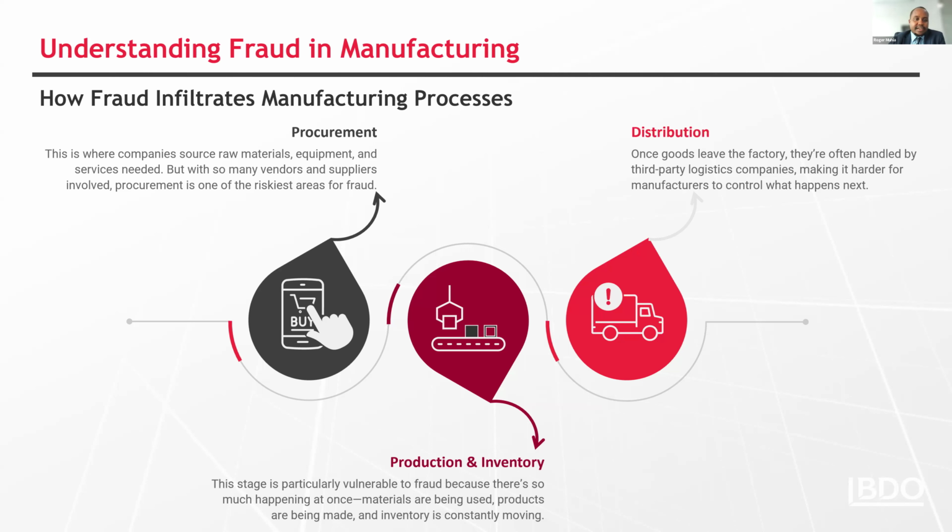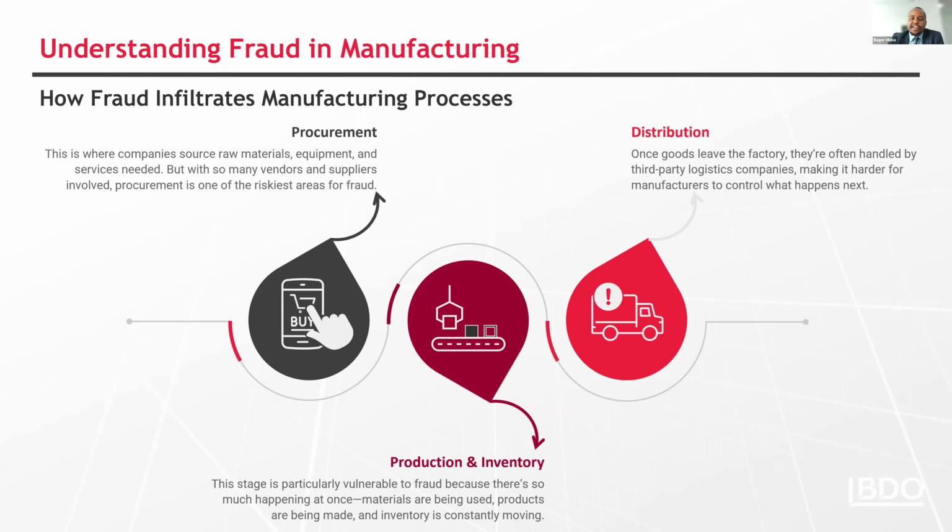The next key step in manufacturing where fraud is highly likely to occur is production and inventory. This is where a lot of things disappear. Once materials are purchased, the production flow is where the raw material gets transformed into finished products. And it's also where a lot of fraud can happen. This stage is very vulnerable to fraud because there's so much happening at once.